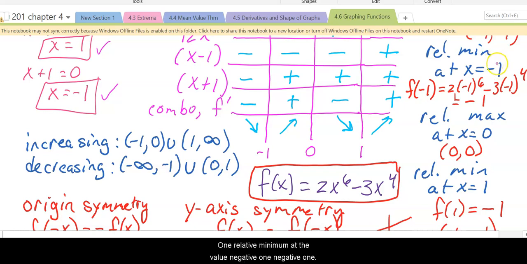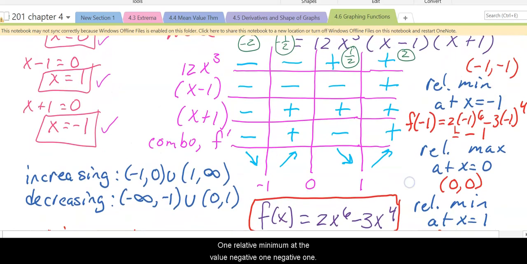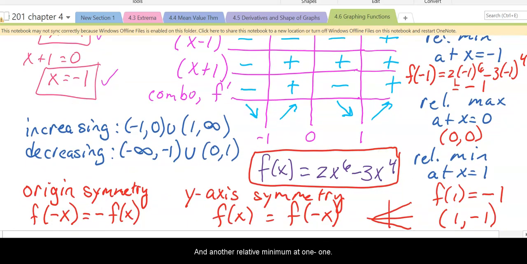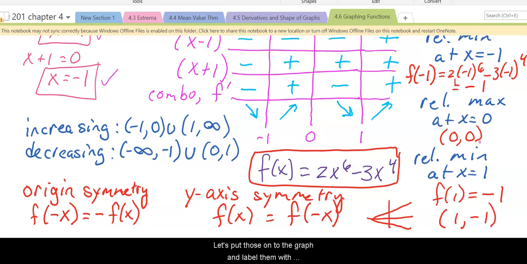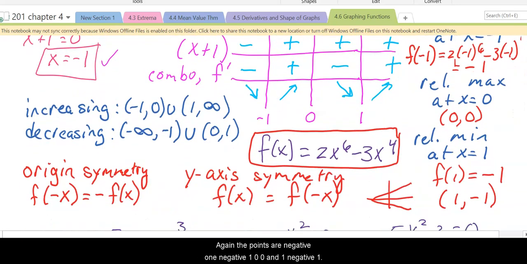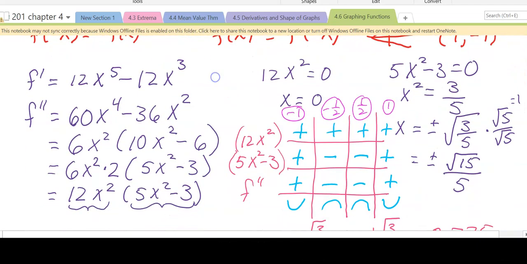One relative minimum at the value -1, -1, and another relative minimum at 1, -1. And 0, 0 was a relative max. Let's put those onto the graph and label them with min and max so we can remember what they're supposed to be. Again, the points are -1, -1, 0, 0, and 1, -1.